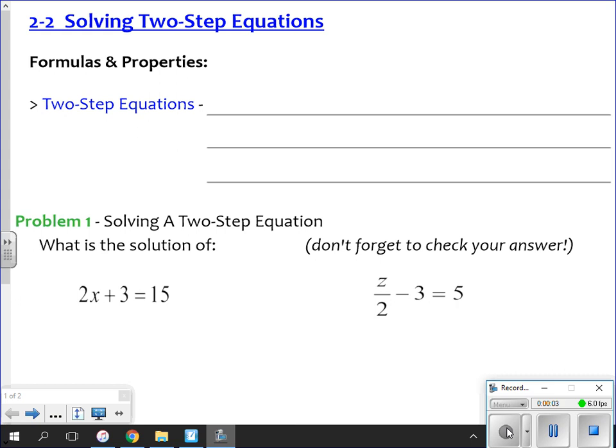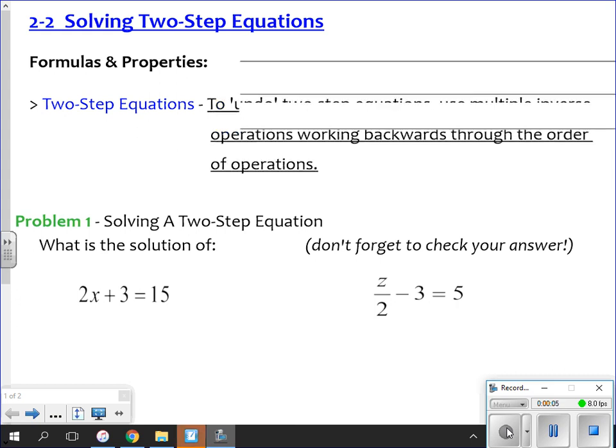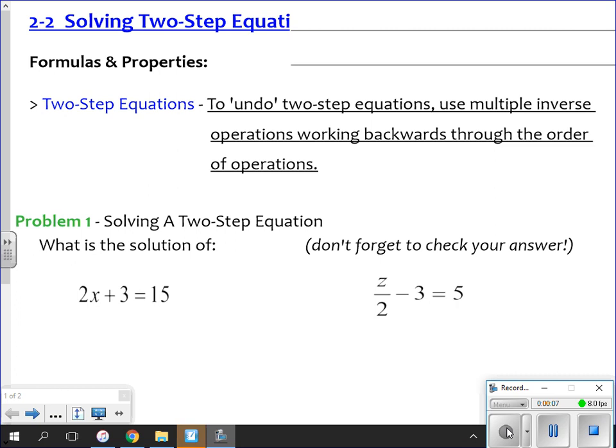We're solving two-step equations today. The main way of solving two-step equations, you take two steps. Okay? To undo two-step equations, you use multiple inverse operations.